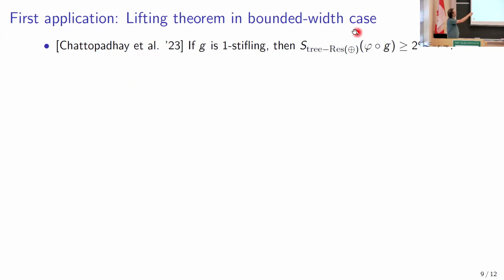This theorem states that if G is a stifling gadget, then the tree-like size of the resolution refutation of the lifted formula can be estimated as exponential of the depth of resolution refutation of the unlifted formula.